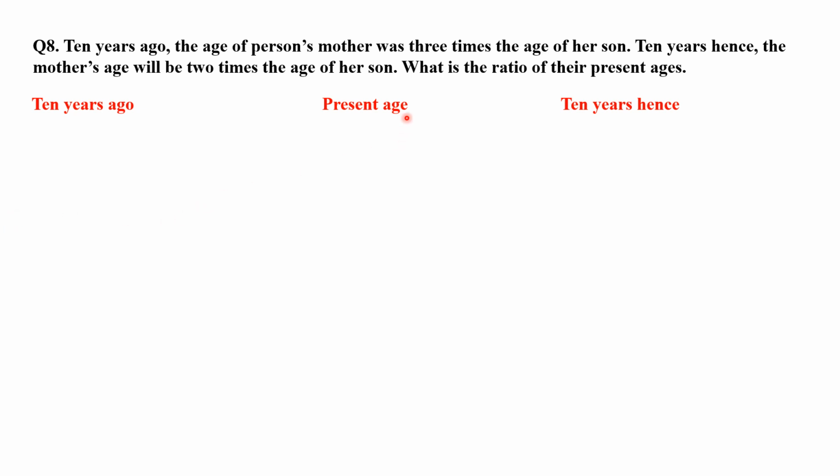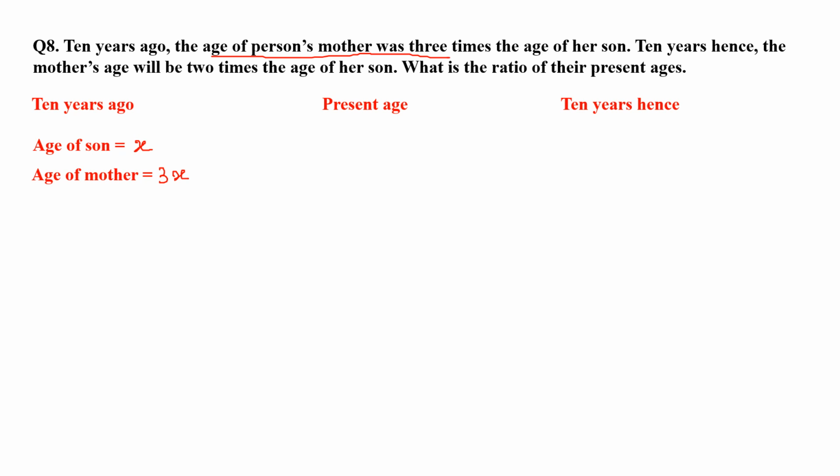I don't have any relation for the present age. It is not given here. But it is given 10 years ago, the mother's age was 3 times the age of her son. So I will assume, let 10 years ago, the age of the son be X. If I assume 10 years ago the age of the son is X, then from here the mother's age will be 3 times that, which will give me 3X, isn't it?